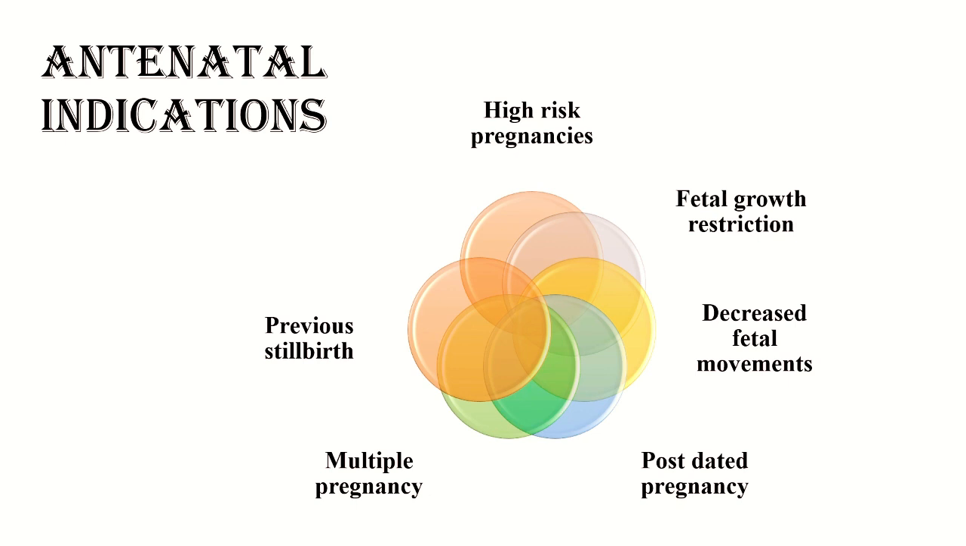Next, in previous stillbirth cases, if there is a history of previous stillbirth, then there are also chances that in this pregnancy also there can be early fetal demise or fetal death. So it is mandatory to monitor the fetus periodically. And lastly, in case of oligohydramnios or polyhydramnios. For example, in oligohydramnios, there are high chances of fetal distress. So these are the antenatal indications.